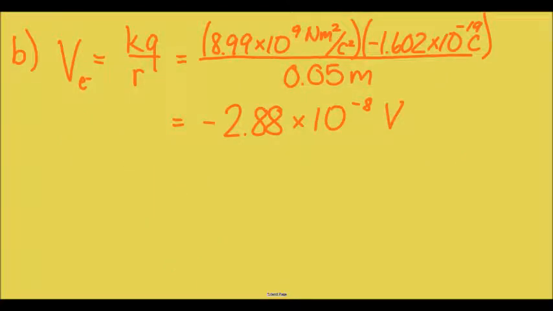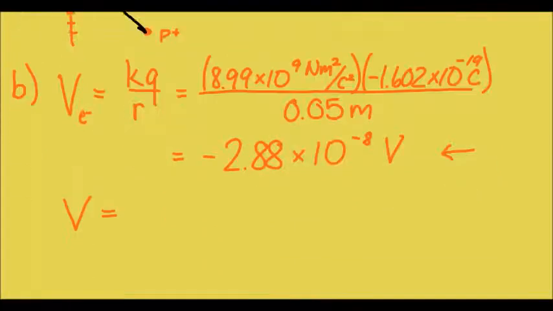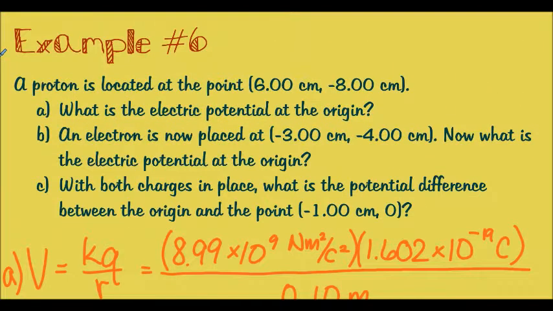So to find the overall potential at the origin, I'm going to add these two values for electric potential: the one that was my answer from part A and the one that I just calculated. When I add these two values together, I find that the total electric potential at the origin is negative 1.44 times 10 to the negative 8 volts. A lot simpler than what we dealt with for electric fields, right?